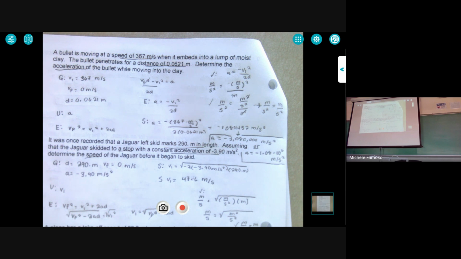Very good. Any questions on number 13? Are you fixing your work as you see these? Good. All right. I would like Savannah to come up and show us her number 14, please.